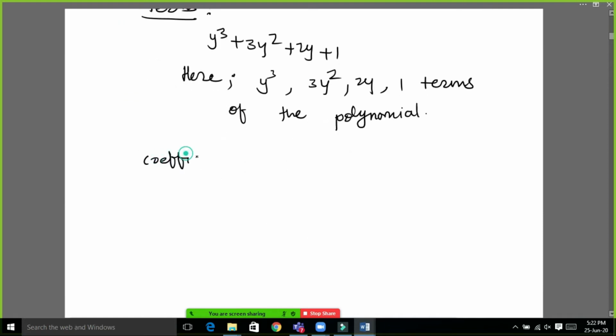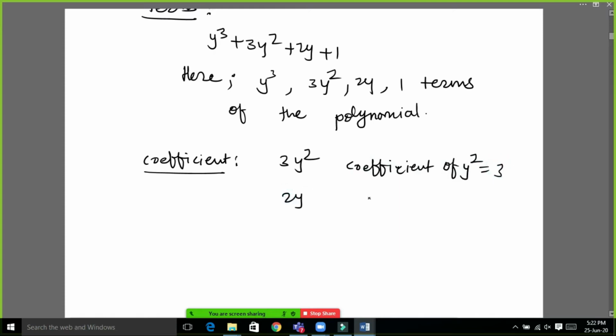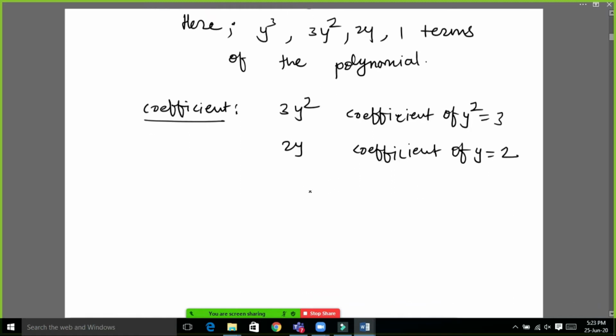Now the coefficient of the polynomial. Here we have y cube, and 3y square. The coefficient of y square is 3. So 3 is the constant term, a real number. In 2y, the coefficient of y is 2. In this way, the constant value multiplying a variable is known as the coefficient of that variable.